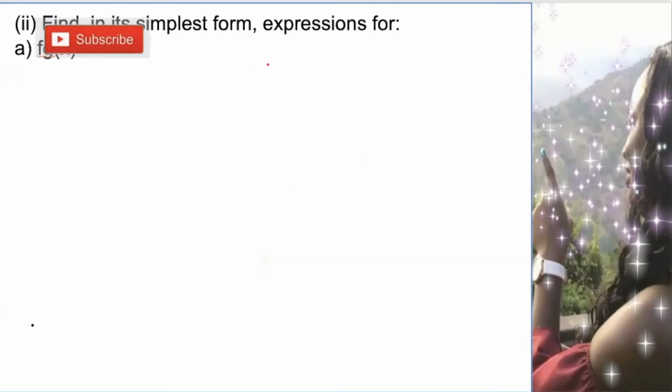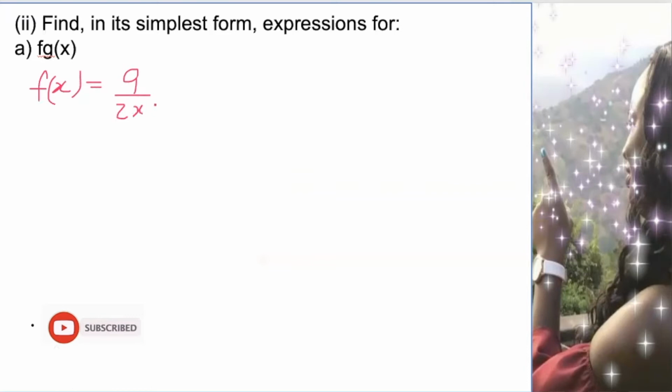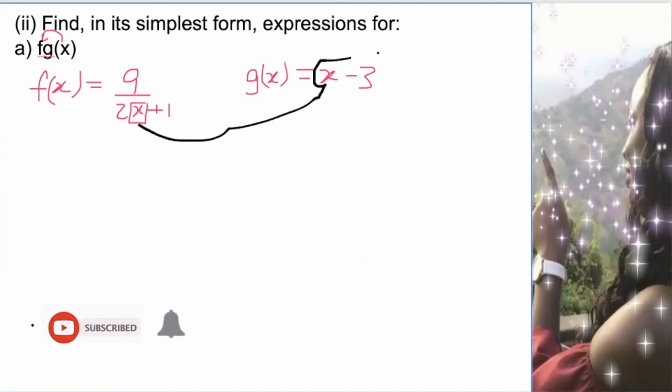Now the next question says find, in its simplest form, f of g of x. So we are doing a composite function where we substitute g of x into f. This is just a reminder of the f of x function and the g of x function. So g will be substituted into f. Where I have this x, I will be replacing it with x minus 3.